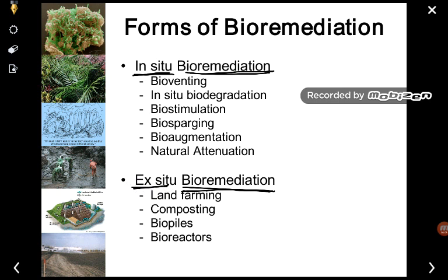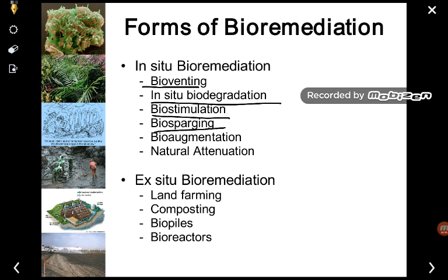So what are the types of in situ bioremediation? It includes bioventing, in situ biodegradation, biostimulation, biosparging, bioaugmentation, and natural attenuation.